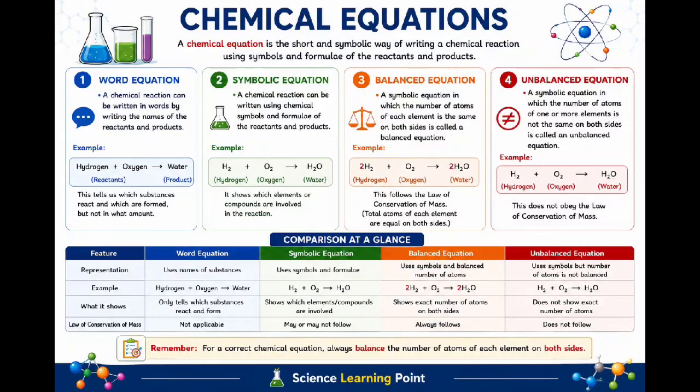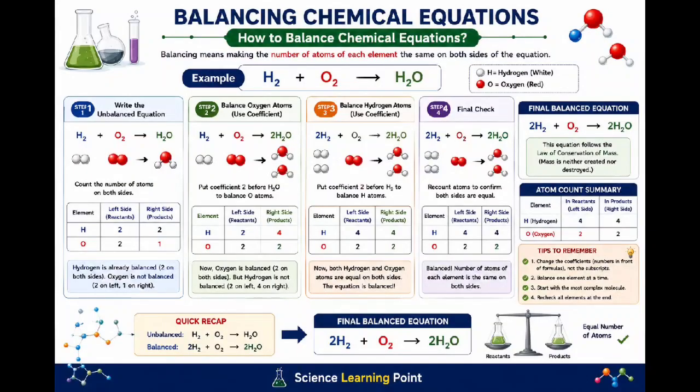Okay, so always remember students, a balanced chemical equation obeys the law of conservation of mass, which states that atoms are neither created nor destroyed during a chemical reaction. So every chemical equation used in science should be balanced. Now the question is how we balance a chemical equation. Let's learn that step by step.